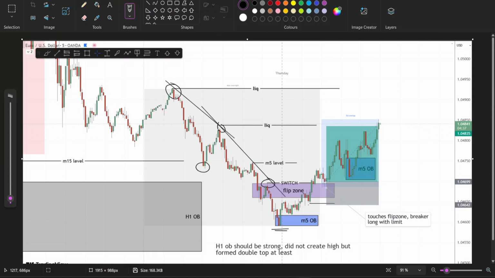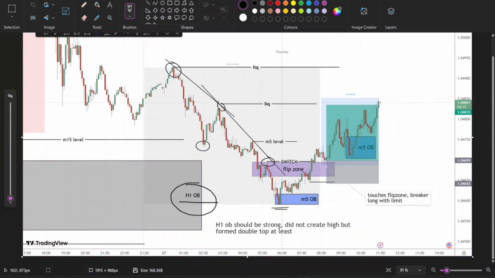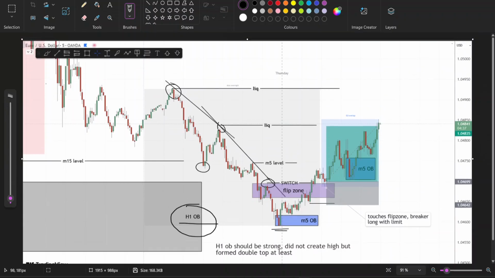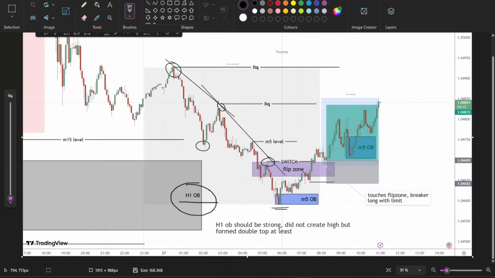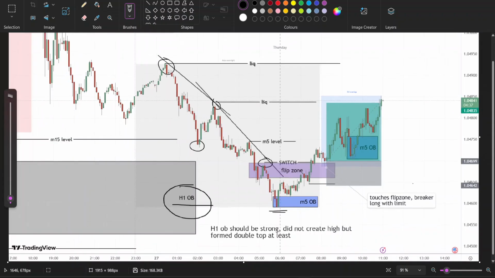So yeah, we have an H1 block, interesting for whatever reason. Should be strong, did not create a high, but formed a double top. This text is from the H1 chart. Doesn't matter too much in this example. All I take with me in this example is this is EURUSD M5, and this block is from H1, and the block is here, and we're going to use it for this example.